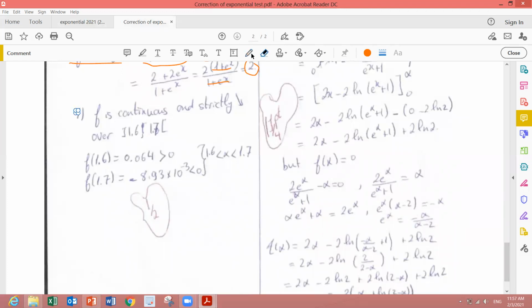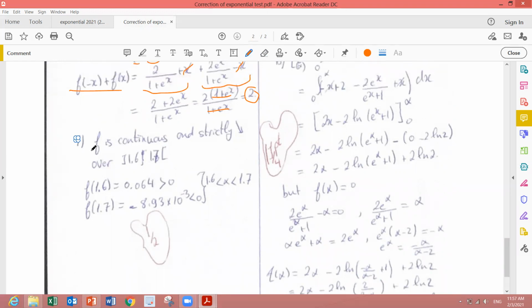Now, to verify f(x) equal to 0, we say that f is continuous and f is strictly decreasing over [1.6, 1.7]. You have to mention this. F is continuous and strictly decreasing, or we can say f is decreasing from plus infinity to minus infinity. Then its curve cuts the x-axis at one point. So f(x) equal to 0 has one root.